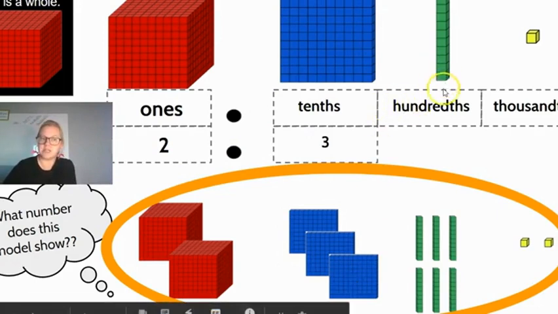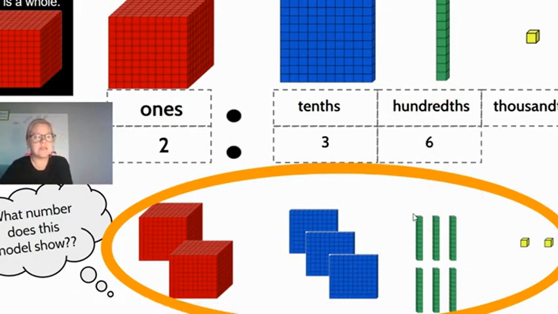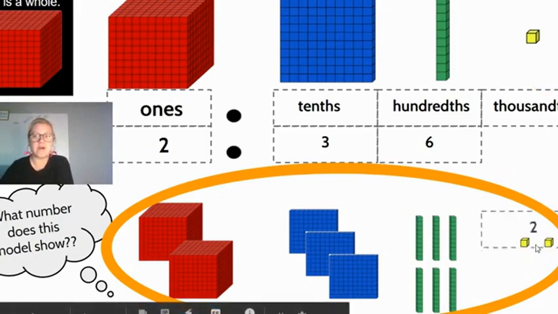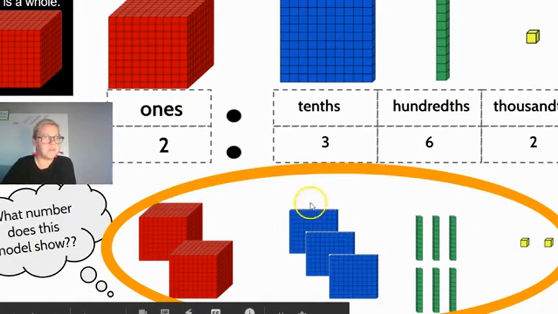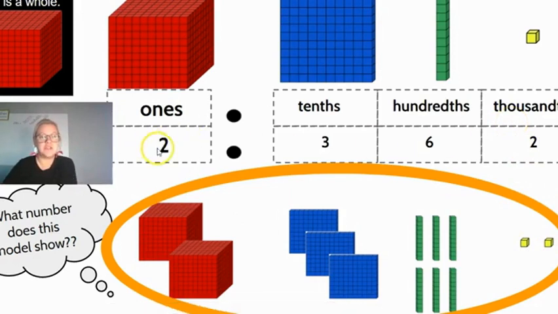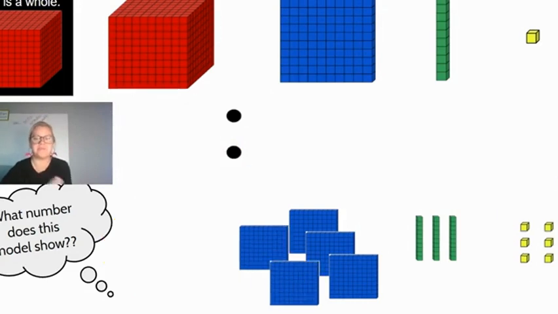What about my hundredths? Good, there are 6 rods. So I'm going to put the 6 in my hundredths place. Now, how many of my yellow mini units? There are 2. There are 2 thousandths. It would take 1,000 to fill up a whole red cube. I don't have 1,000. I only have 2 out of my thousandths. So this number is 2 and 362 thousandths. Great job. Let's try another one.